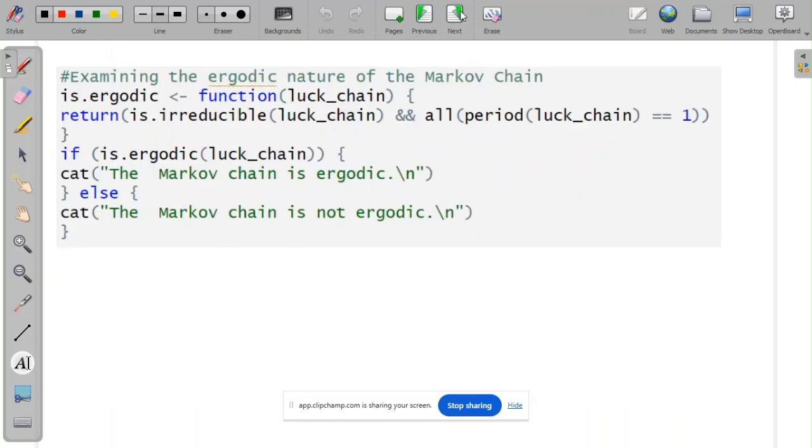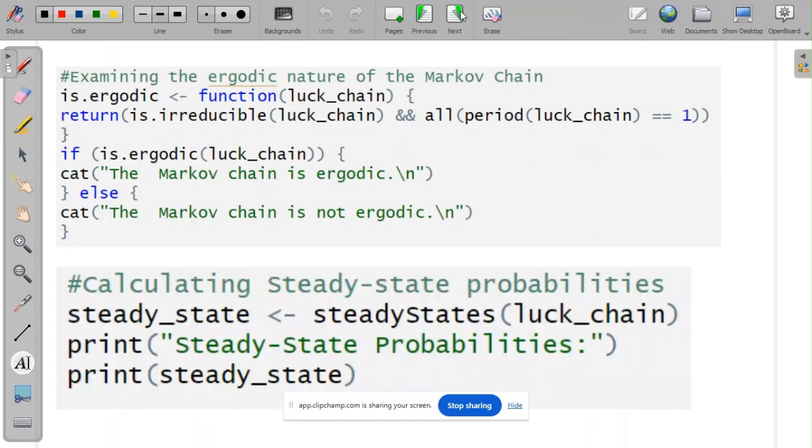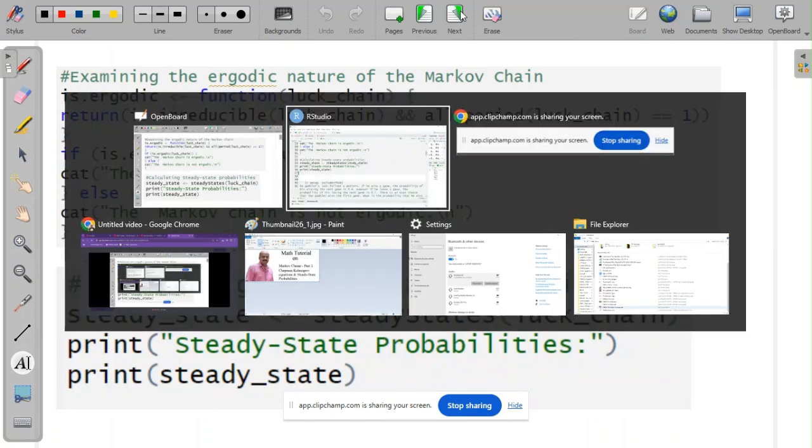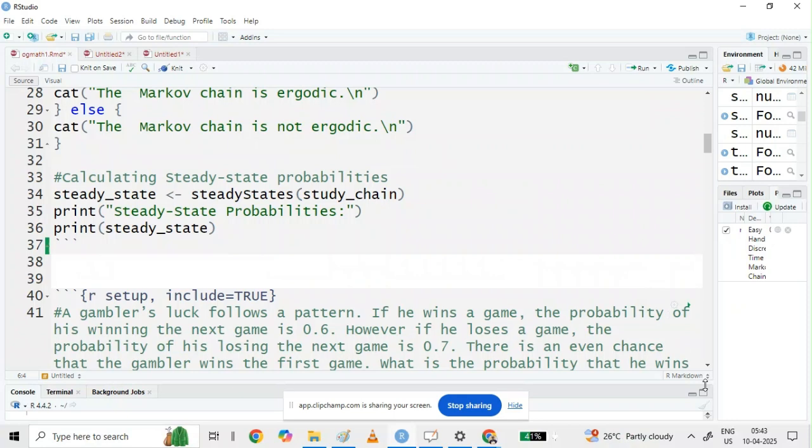And then we also check whether this Markov chain is ergodic. We write the code for that. And following that, we print the steady state probabilities. Having done all this, let's find how this execution is done.